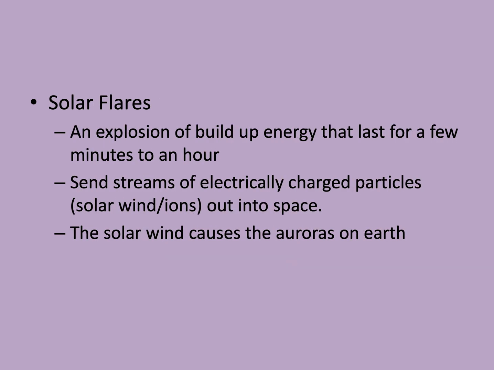A solar flare is an explosion of built-up energy, and these will last a few minutes to an hour or so. They're much shorter than a solar prominence, and they're typically much smaller. But they will send streams of electrically charged particles out into space, causing solar wind and our auroras, our northern lights and our southern lights on Earth.